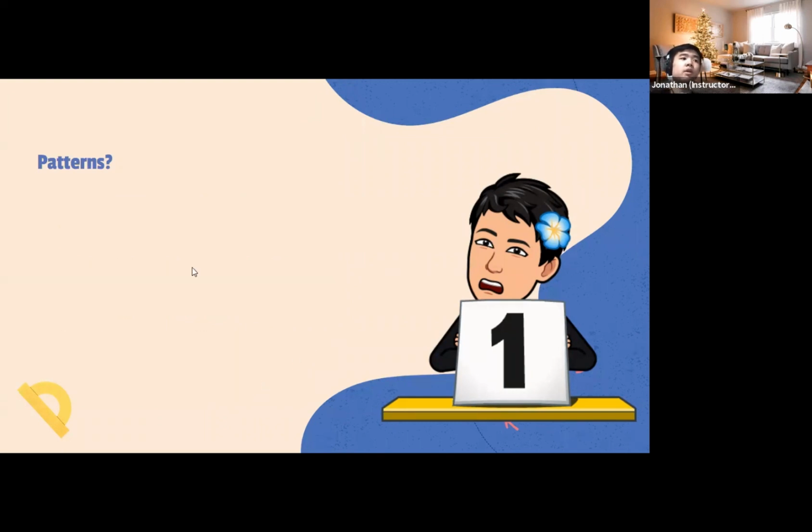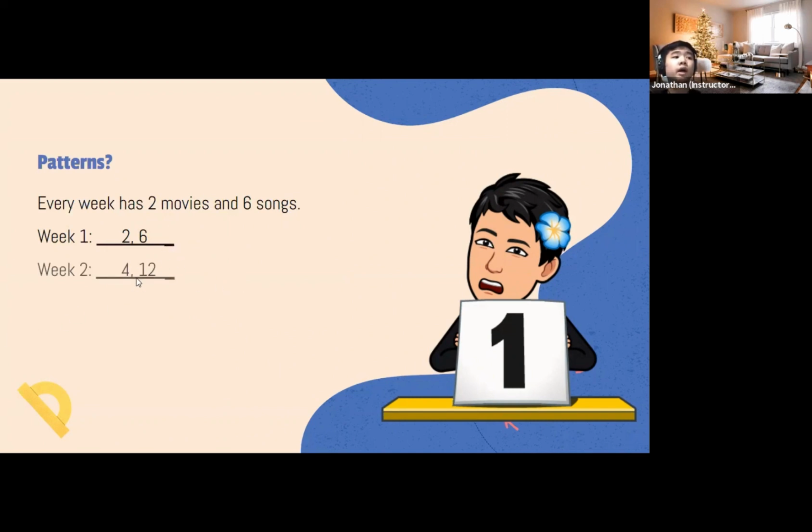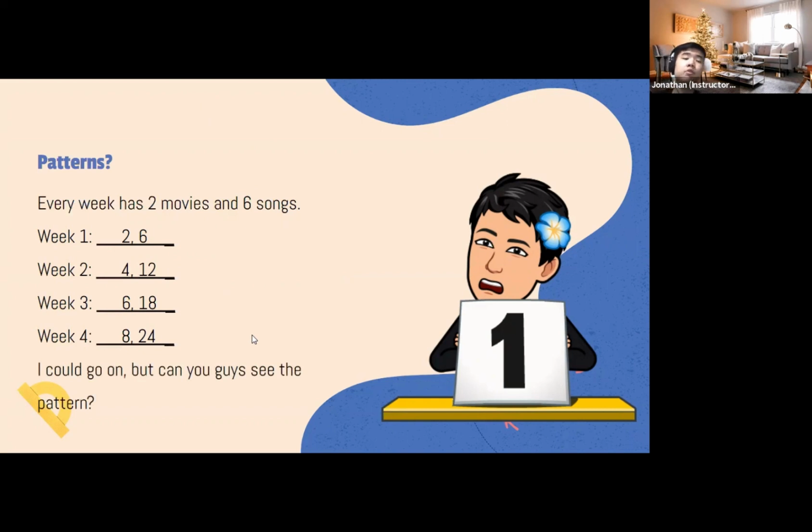So let's say 2 movies and 6 songs. So the first week I get 2 movies and 6 songs. So 2 and 6. Second week I have a total of 4 movies and 12 songs, right? Because I add 2 and 6. Third week 6 and 18. Fourth week 8 and 24. I could keep going, but you guys can see a pattern, hopefully.